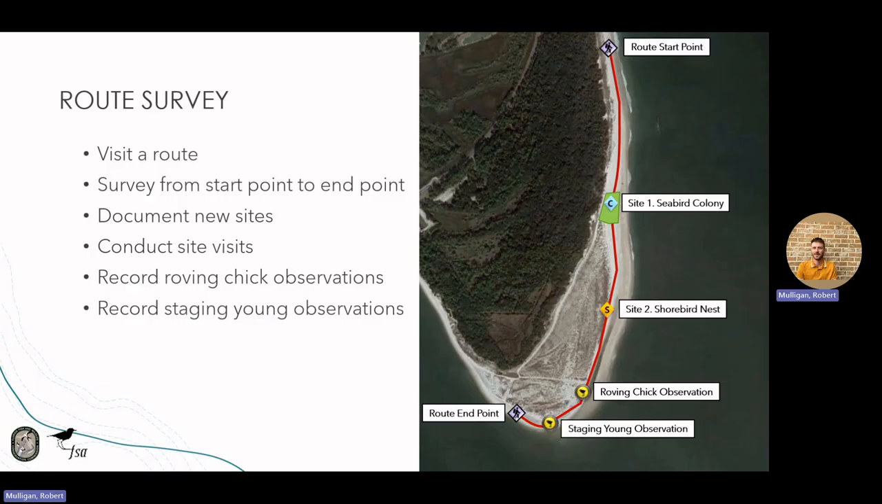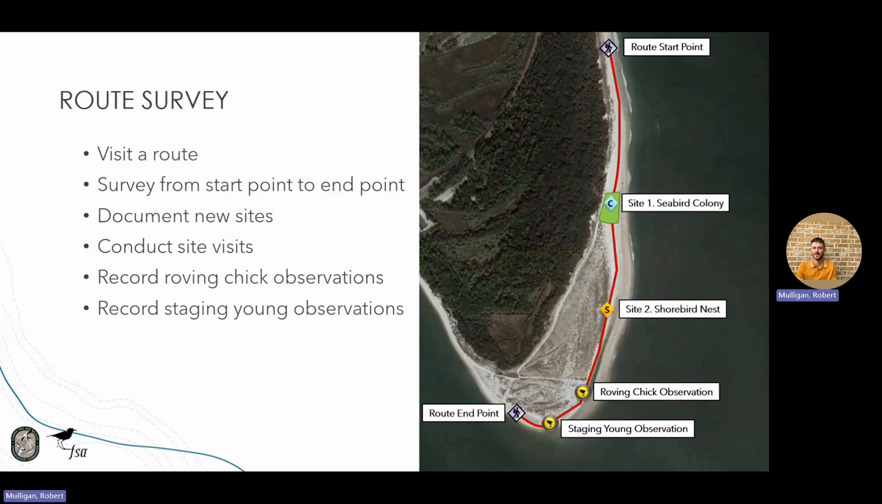When nearing the end point of the route, you observe a group of black skimmer flight-capable young being fed by their parents. They are well away from the colony site, so you report this as a staging young observation. You collect data for this observation and then continue to the route endpoint.